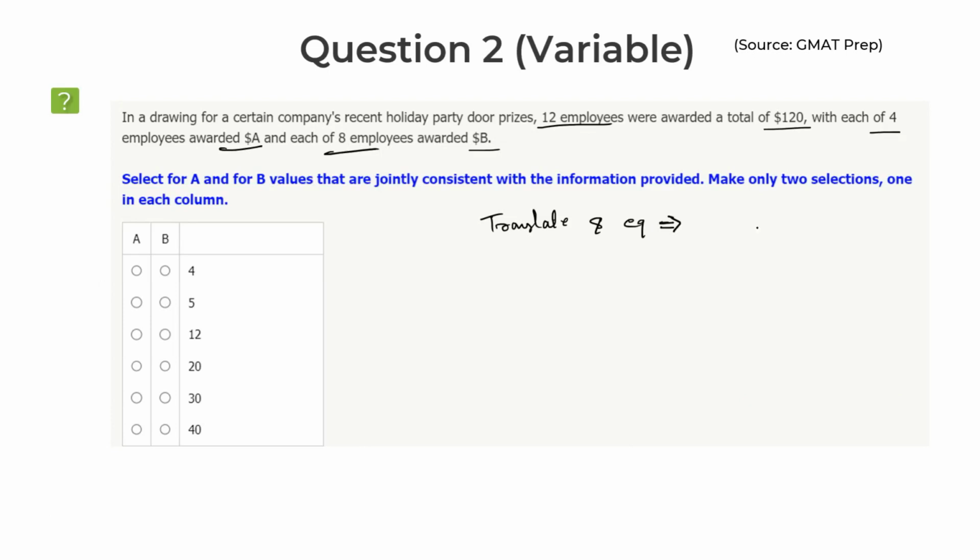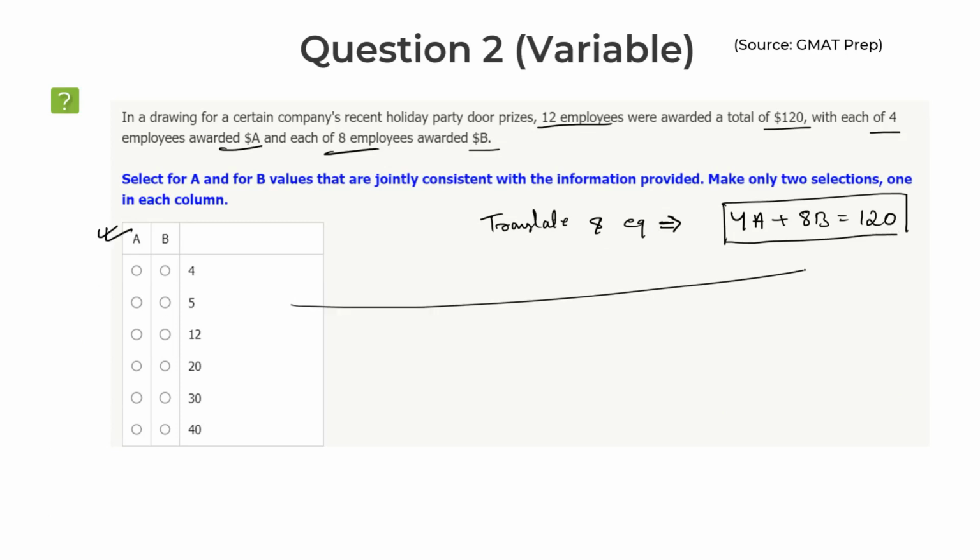Correct. The equation that we will end up with is 4a plus 8b equals 120. Okay, and all I need to do is plug in the values. We just have to plug the values of a and b over here and check which one actually fits this equation, right? That would be the most conventional way of doing it. Of course, there is a smart way of doing it as well.